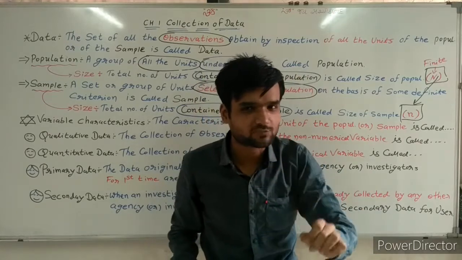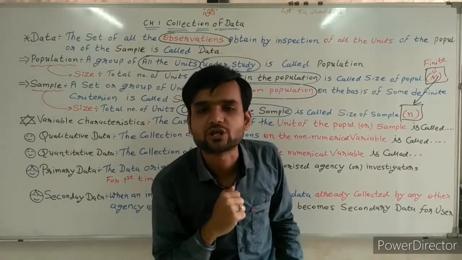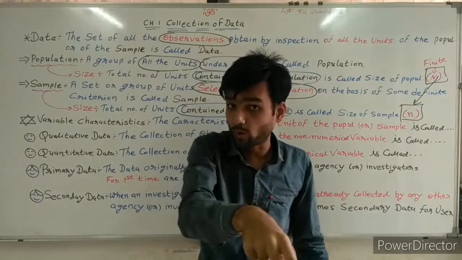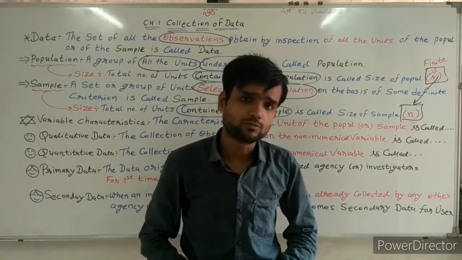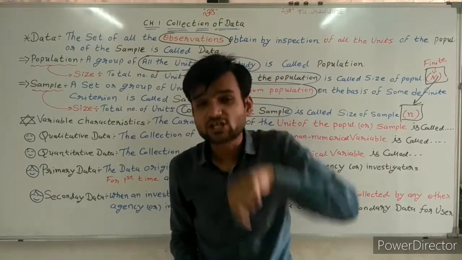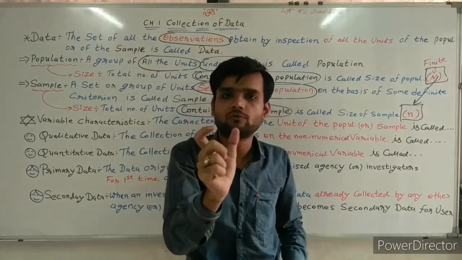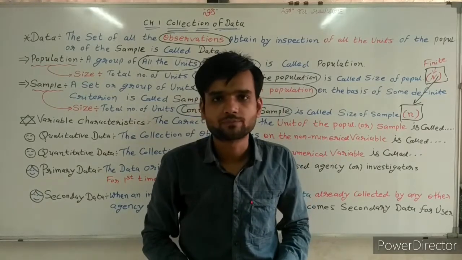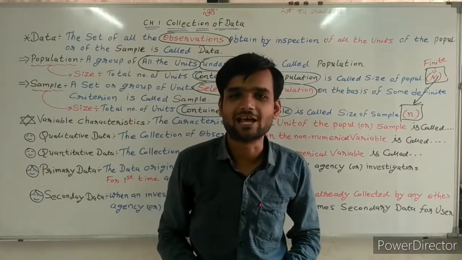So what we have learned till this point, again I am repeating. First of all, data is observed by inspection. Inspection of what? Population or sample units, all the units of the population or all the units of the sample. Then we are collecting data. That is called data. Now, population means all the units covered under study. If we want to study 11th commerce, then all the subjects of 11th commerce are the population. From that we are taking two subjects of Kamal sir, that is the sample.